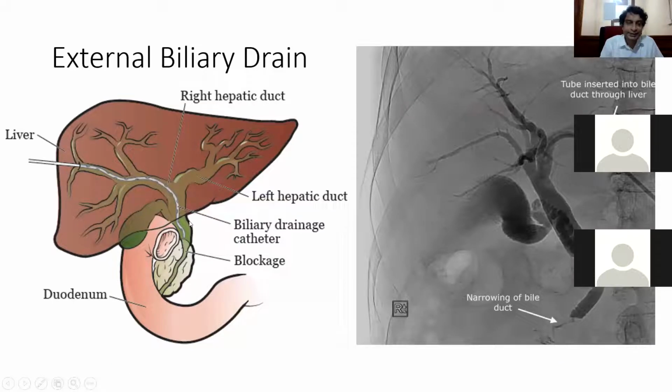Right. So this is another kind of external drain, which is done when there is a block in the biliary system. This is called an external biliary drain. It's a very specific kind of drain. We insert this under ultrasound guidance or radiological guidance, through the skin, through the liver, into the bile duct. If there is a block, like you can see distally here, this will let the bile drain out. And if the patient has obstructive jaundice, then the obstructive jaundice will get relieved, right?